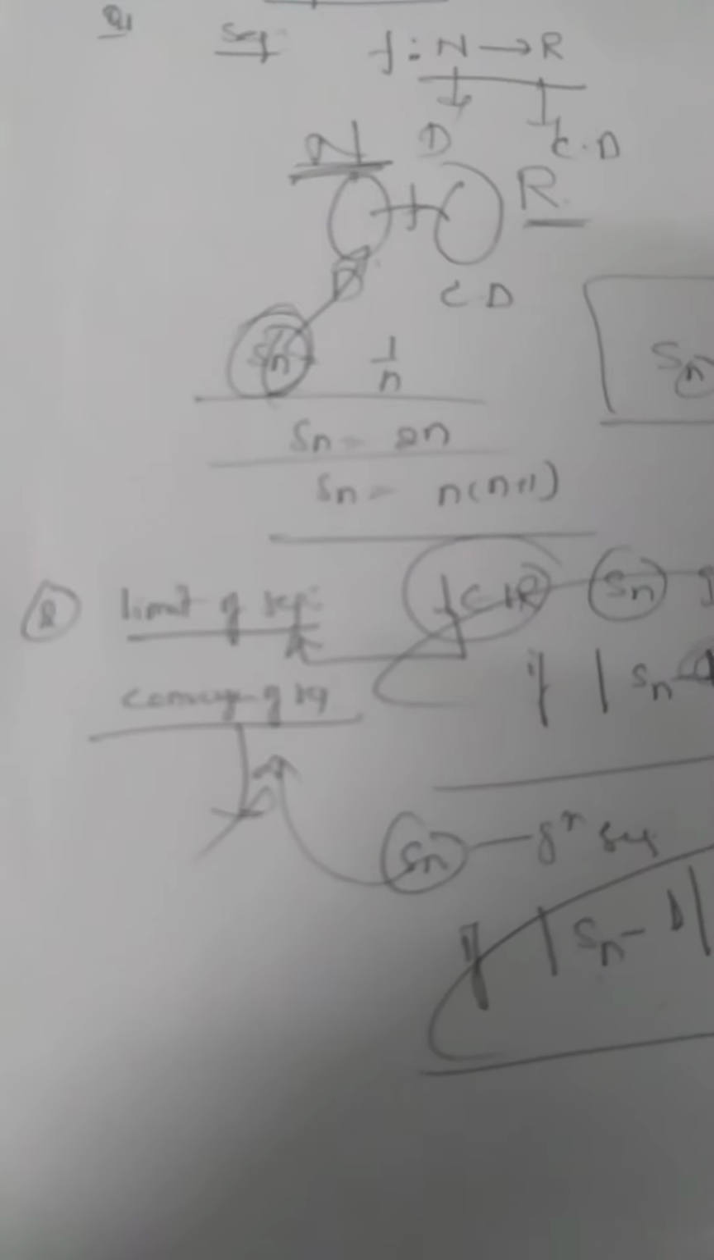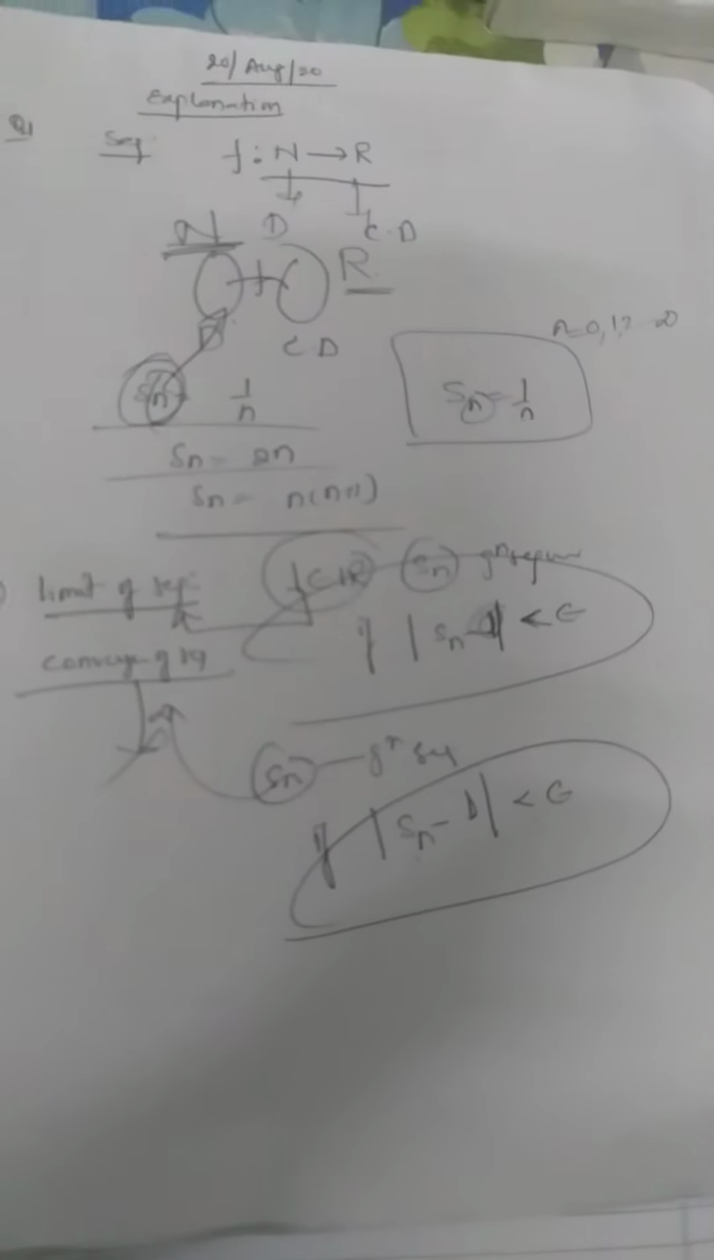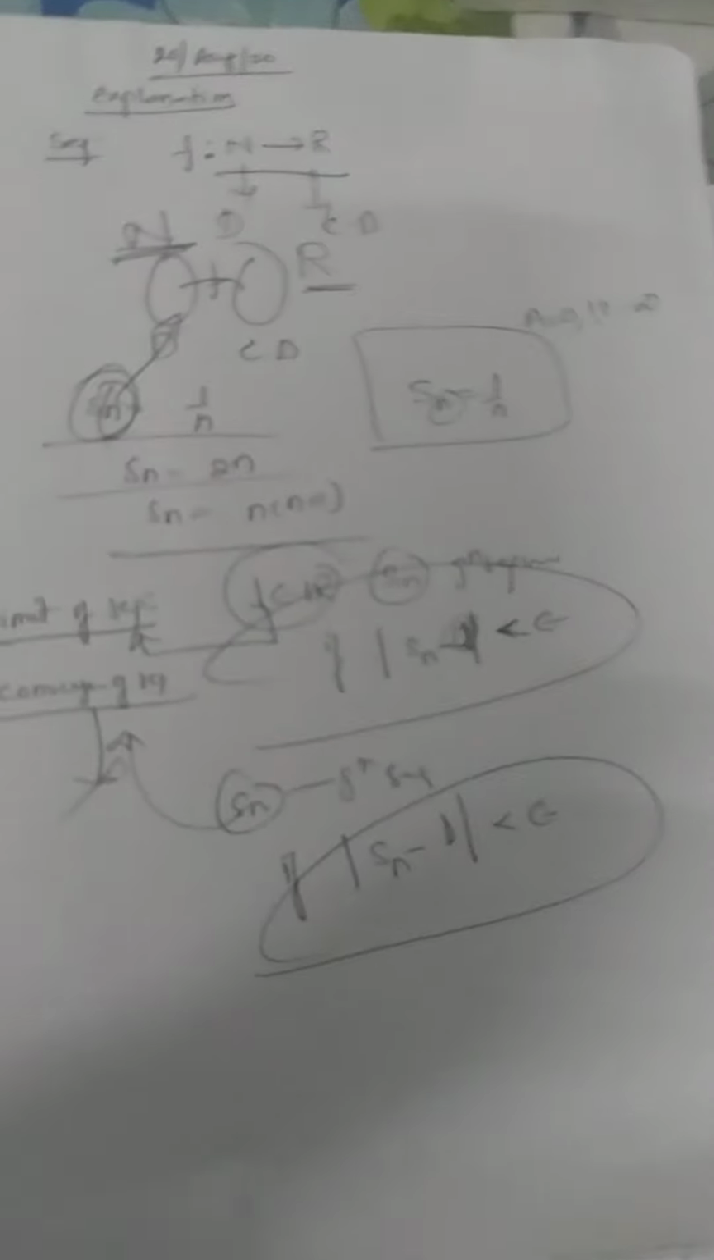Now, for the first question, define a sequence, what are you going to do? A sequence is a function from the set of natural numbers to real numbers. Simple definition. Next, for an example you can give any number of examples: Sn is equal to 1 by n, Sn is equal to 2n, Sn is equal to n into n plus 1, or Sn is equal to 7n plus 1 by 4n plus 3. All these are examples of a sequence.